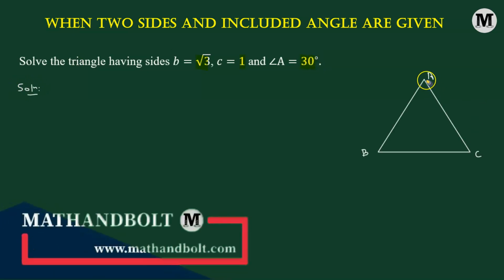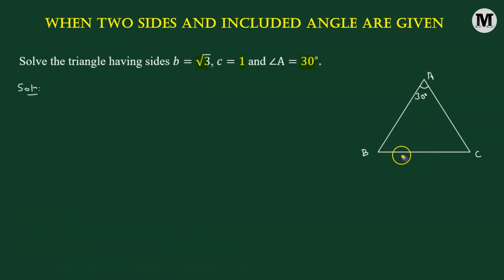So here we have the triangle ABC, and the measure of angle A is given as 30 degrees. The side opposite to angle A is BC, which we denote by lowercase a. Then the side opposite to vertex B is AC, denoted by lowercase b, with a measure of square root of 3 units. The third side, opposite to angle C, is denoted by lowercase c, with a measure of 1 unit.